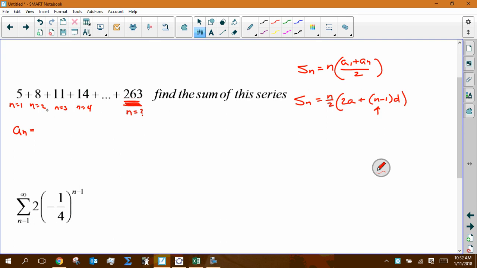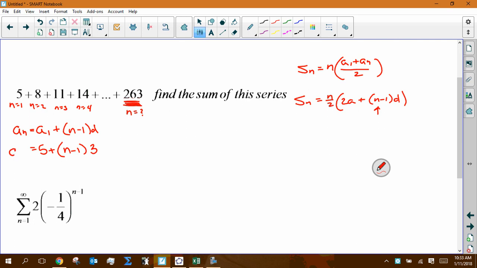So the way you could do this analytically is that you find a rule for a sub n. So remember, if it's arithmetic, every a sub n is a sub 1 plus n minus 1 times your common difference. So now a sub 1 here would be 5 plus n minus 1, well, I don't know n, times d, my common difference, which in this case is 3.